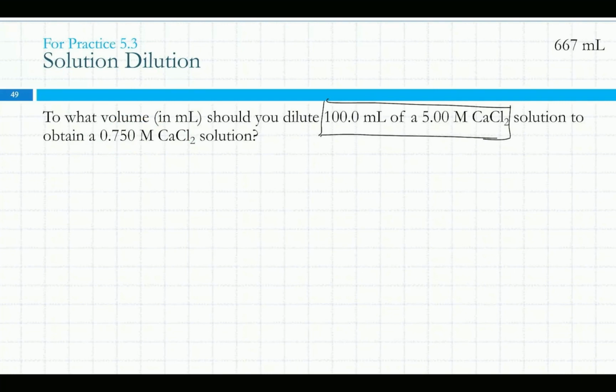Remember, the dilution equation is really moles equals moles. So if you think about it like this, I've got this many moles, and I'm going to use all of this. How many moles am I going to get of calcium chloride from this combination of volume and molarity? So what is molarity?